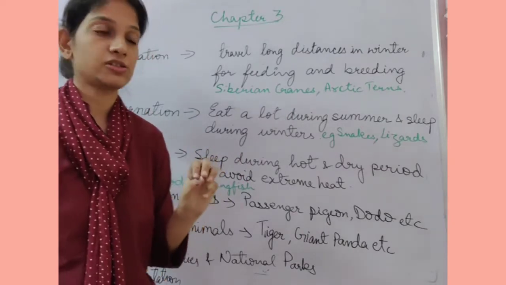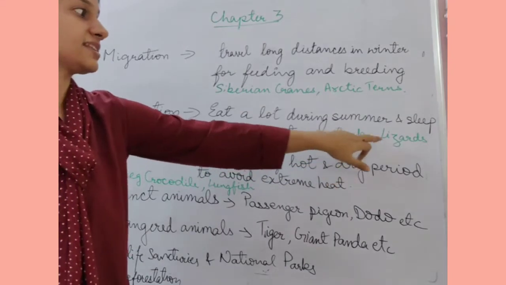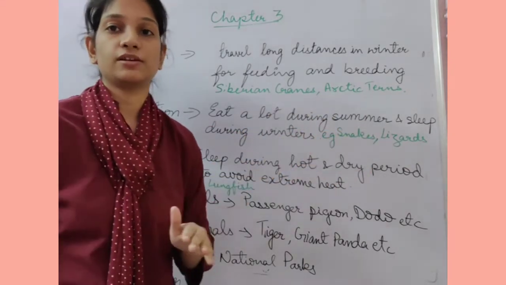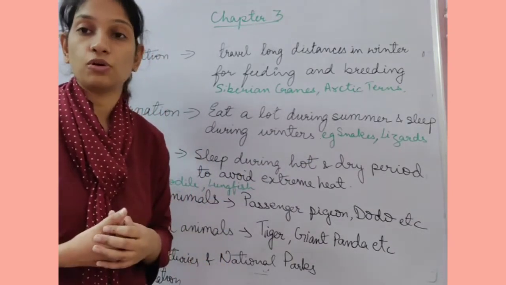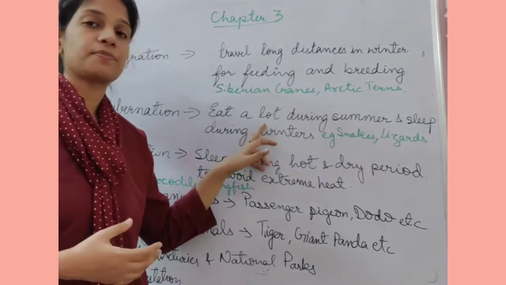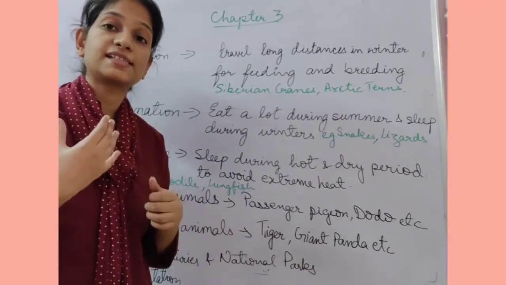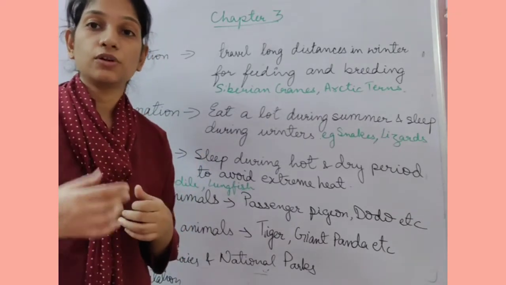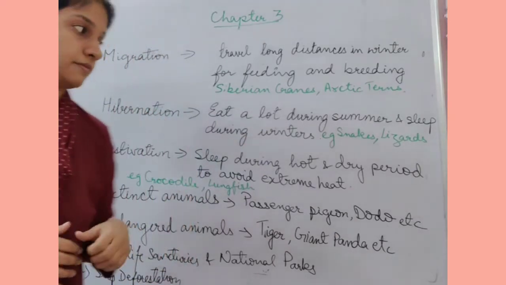What is hibernation, students? Hibernation means some animals like snakes and lizards eat a lot during summer and sleep during the winters. Why? Because again, it is extremely cold. Now they cannot bear the cold outside. So they eat a lot during the summer and store all that food in their body and sleep for a long period of time during winters. During their sleep, they utilize the extra food that they have eaten.